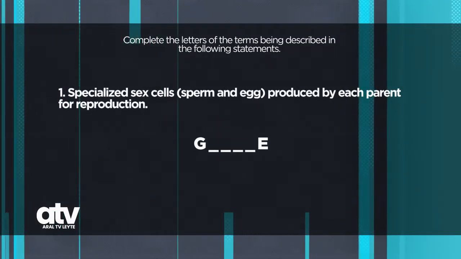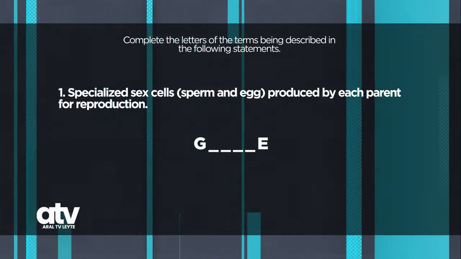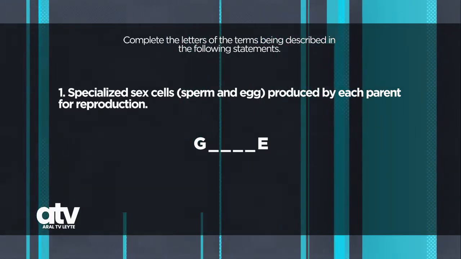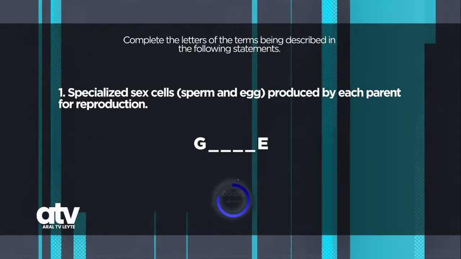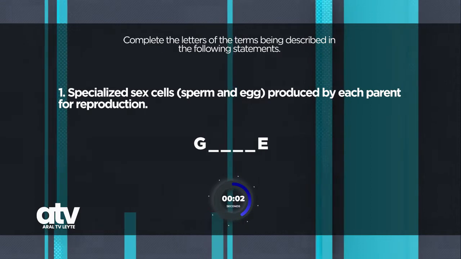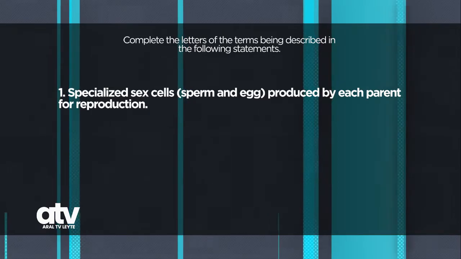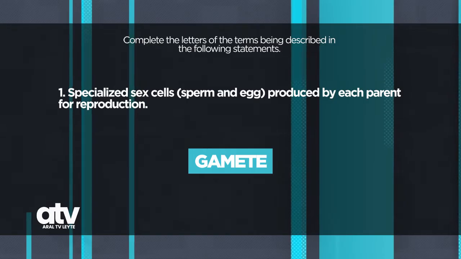Ready thinking? Here is number 1. Specialized sex cells, sperm and egg produced by each parent for reproduction. The term has 6 letters that starts with letter G and ends with letter E. What is your answer? If your answer is gamete, you are correct.